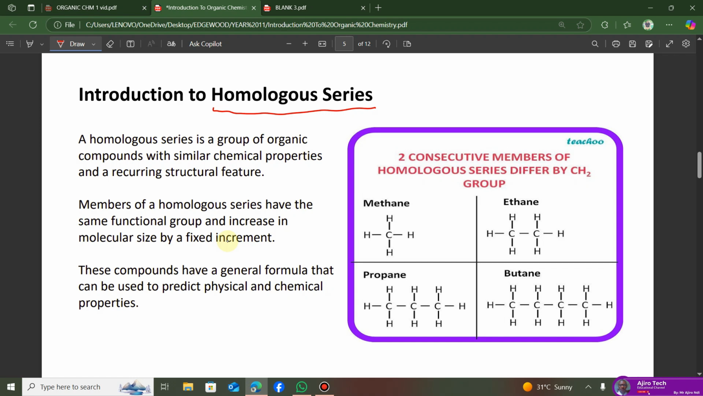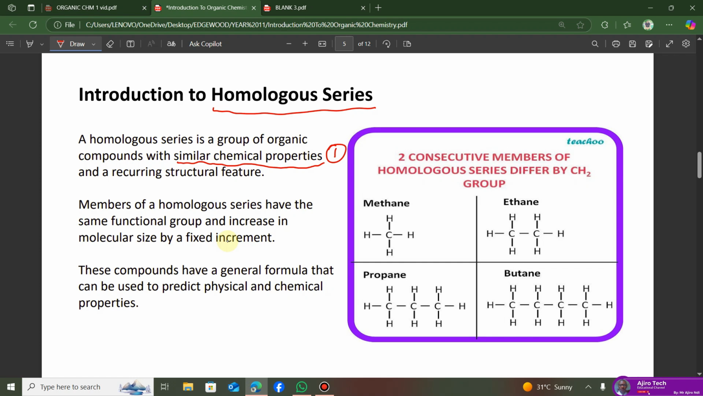You ask us to talk about the features of the homologous series. So number one is what we already stated here. So this is number one. They have similar chemical properties. So members of the same family would have the same chemical properties. That is what we mean by similar chemical properties.